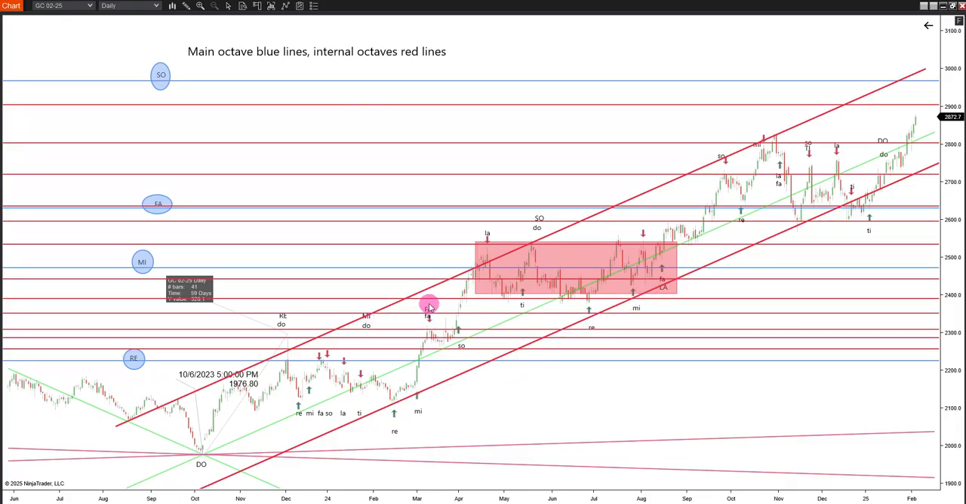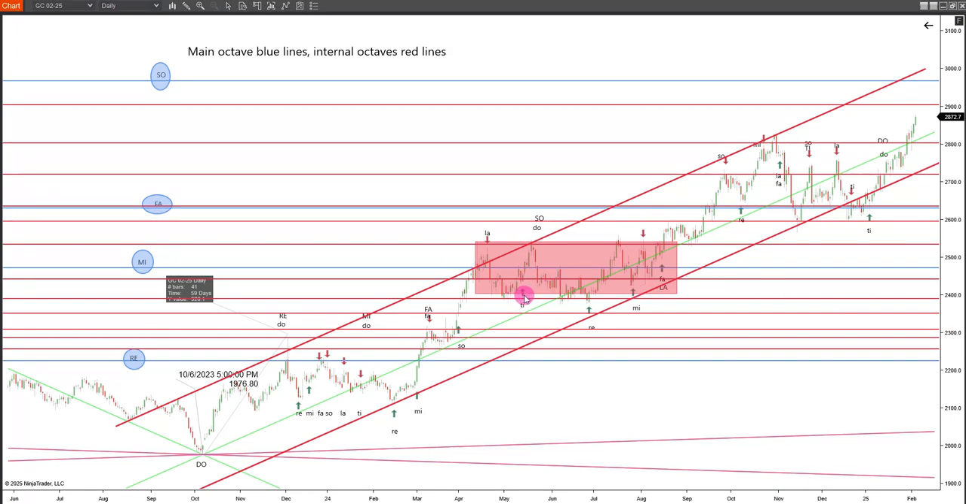But then you can see the other important areas. We hit the upper part of the channel at the La tone here. That's a good trigger point. The So and Do up here, good trigger point. So those are the ways you would want to look at that.